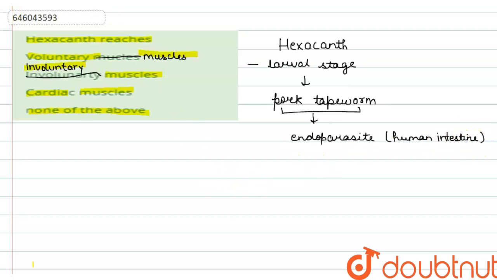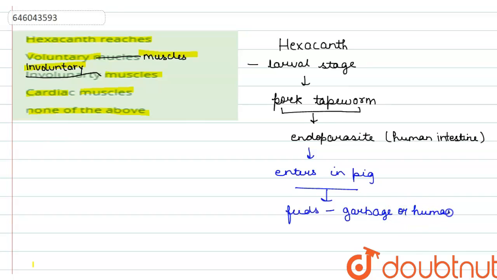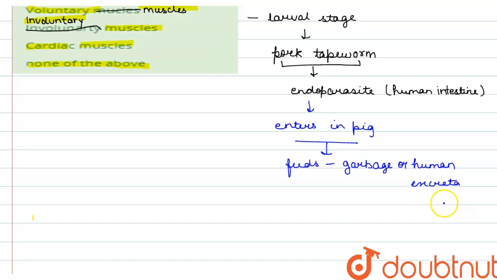Now this tapeworm enters in the pig when the pig feeds on garbage or human excreta, human excreta which has oncospheres.